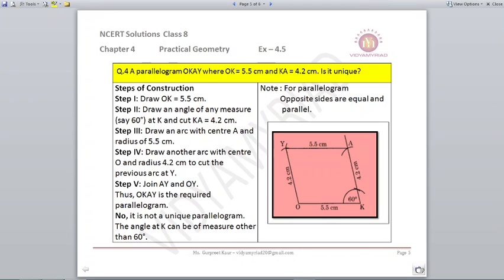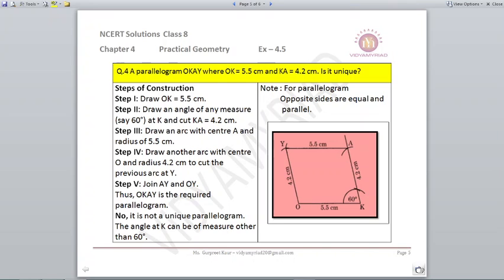Question number 4. A parallelogram OKAY, where OK is equal to 5.5 centimeters and KA is equal to 4.2 centimeters, and they are asking, is it unique? Now, for a parallelogram, we know that opposite sides are equal and parallel. But how are we going to prove that? We don't know any angles here, and for a parallelogram, angles can be anything. It can be 60, it can be 90, it can be 75.